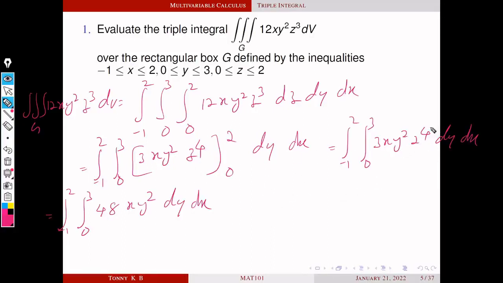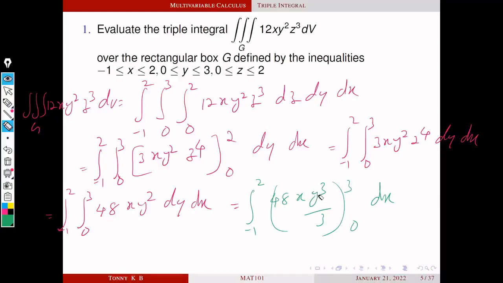So this becomes 2 raised to 4; when z equals 0, the term is 0. 2 raised to 4 is 16, 16 times 3 is 48. So the integral becomes like this. Next you have to integrate with respect to y. So this becomes the integral from -1 to 2 of 48x, and y square becomes y cube by 3, from 0 to 3. Next you have to substitute 3 and 0.